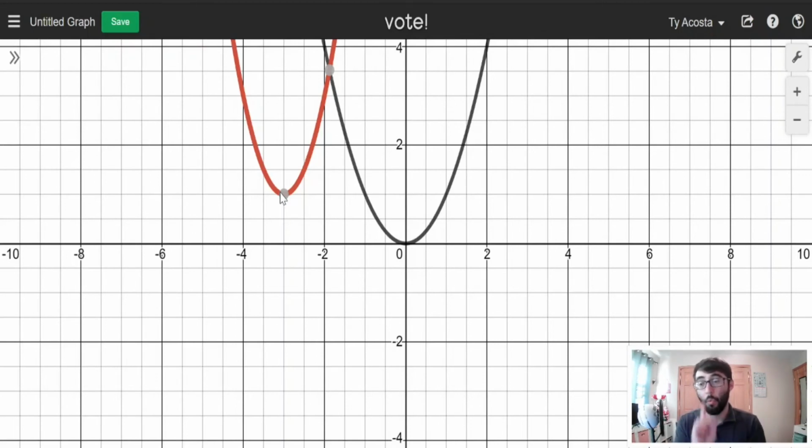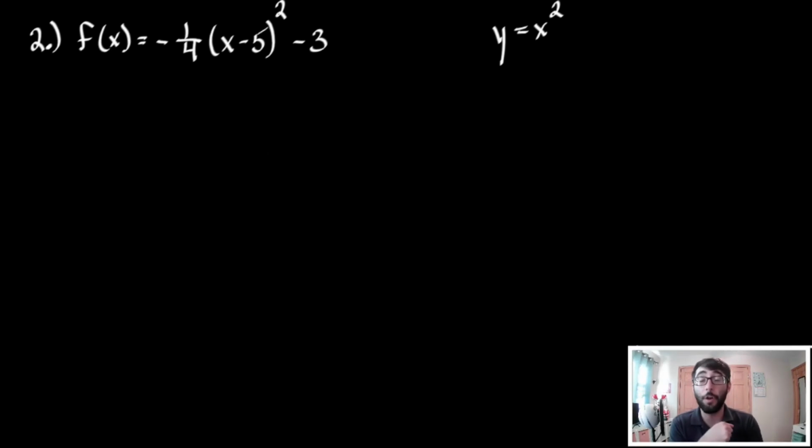Let's take a look at one more. So we have another example here. Now, once again, I'm actually noticing 4 differences between the parent function and our new transformed function. And the first one I'm seeing is that there is a negative out in front. Remember, that negative is telling us that it's reflected over the x-axis. So our first transformation would be reflection across the x-axis.